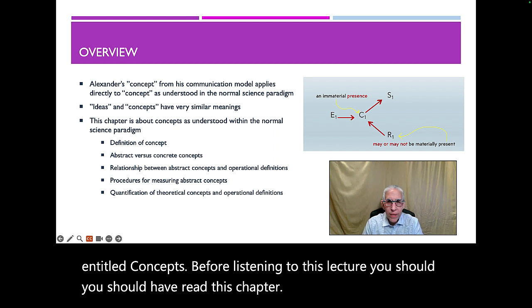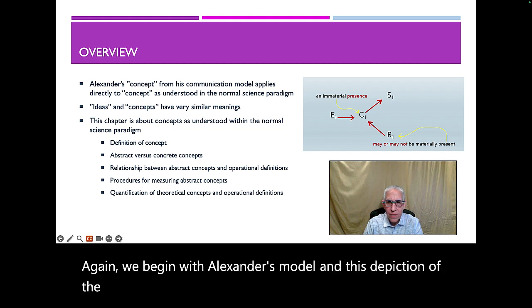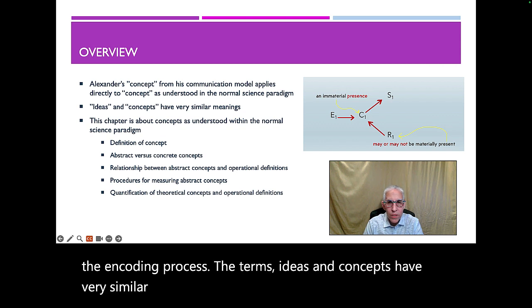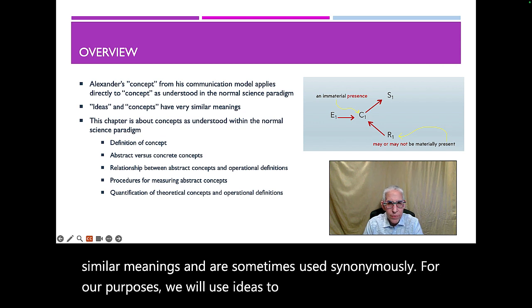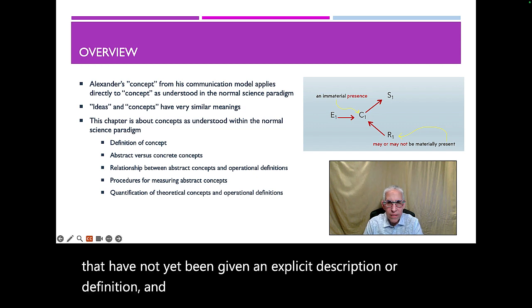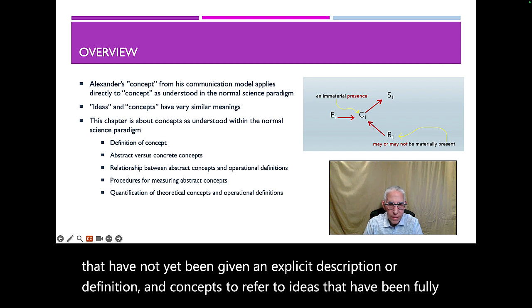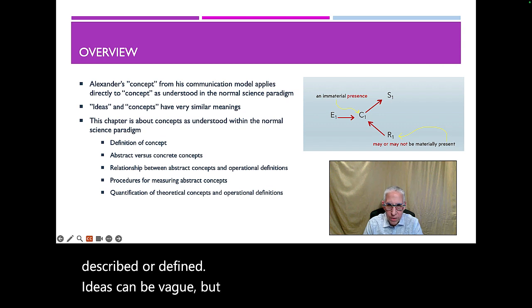Again, we begin with Alexander's model and this depiction of the encoding process. The terms ideas and concepts have very similar meanings and are sometimes used synonymously. For our purposes, we will use ideas to refer to general concepts that have not yet been given an explicit description or definition, and concepts to refer to ideas that have been fully described or defined. Ideas can be vague, but concepts must be very specific.